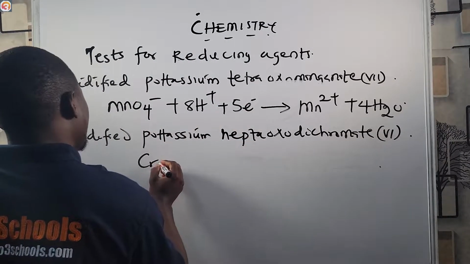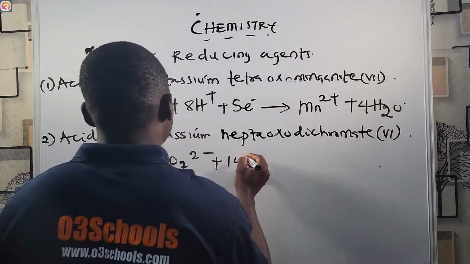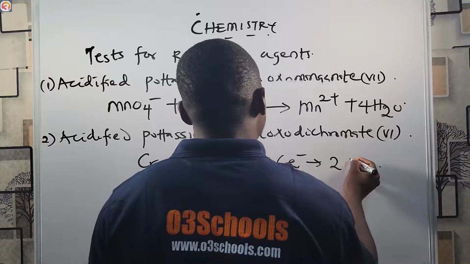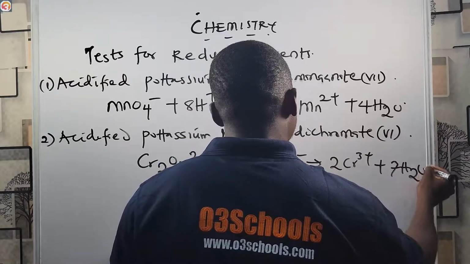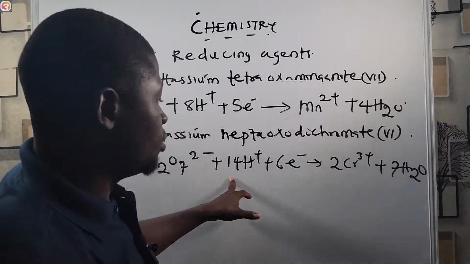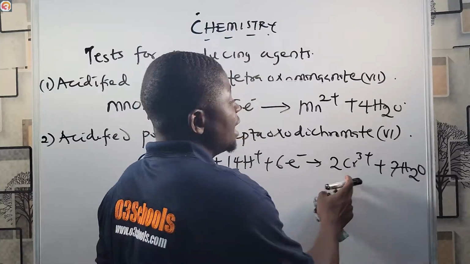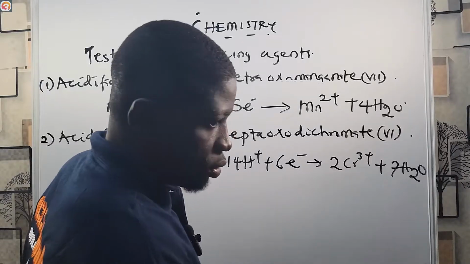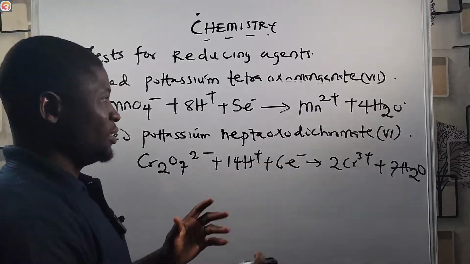Okay, so you have Cr2O7 2- plus 14 hydrogen ions plus 6 electrons to give you 2Cr3+ plus 7H2O. So this is the full reaction. Okay, now that is how to test for a reducing agent.